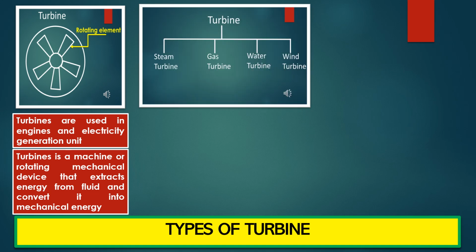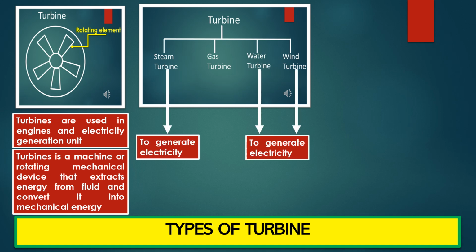There are four broad types of turbine categorized according to the fluid that supplies the driving force: the steam turbine, gas turbine, water turbine and wind turbine. These are the four broad categories of the turbine. Steam turbines, water turbines and wind turbines are used to generate electricity. Gas turbines are used in aircraft.